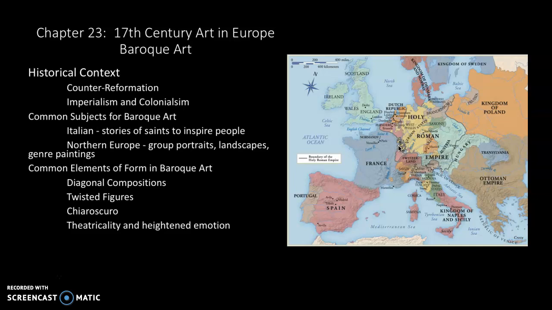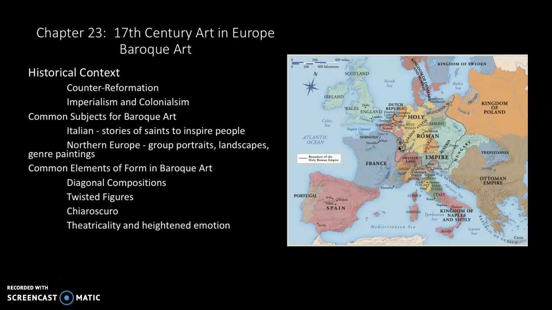In Northern Europe, we see a whole host of new subject matter in the Baroque era. We see landscapes, the idea that images of nature are not just a setting, but they can also be a subject matter in and of itself. We will see genre paintings as well. Genre paintings are scenes of everyday life, not portraits of famous people. But we will also have portraiture, and not just individual portraits, but group portraits emerge as an important subject in the Dutch Republic.